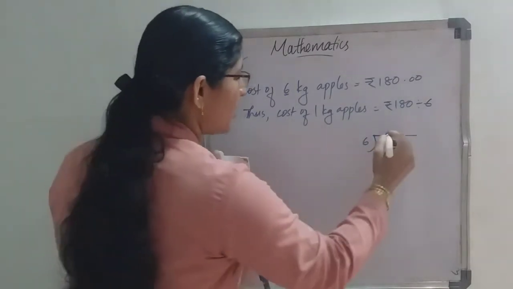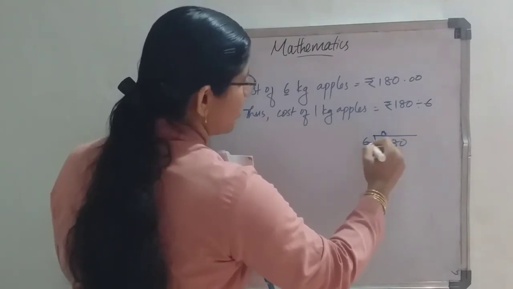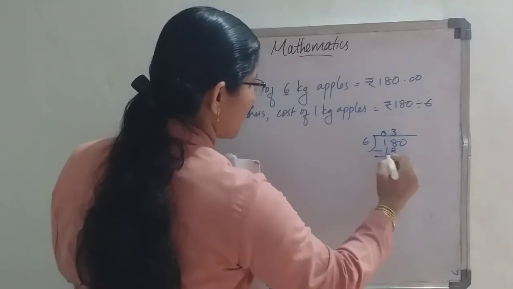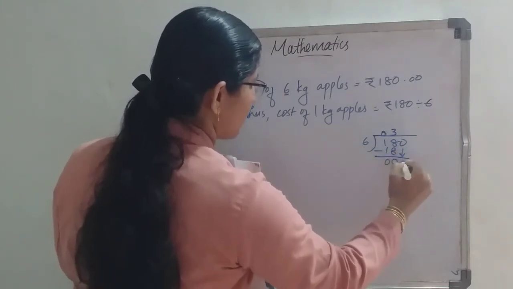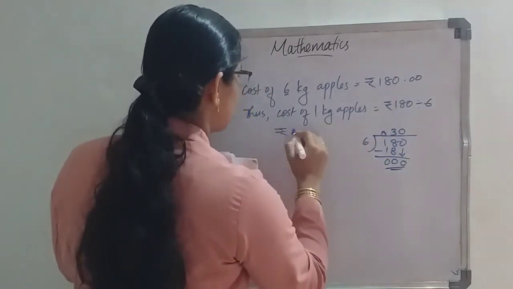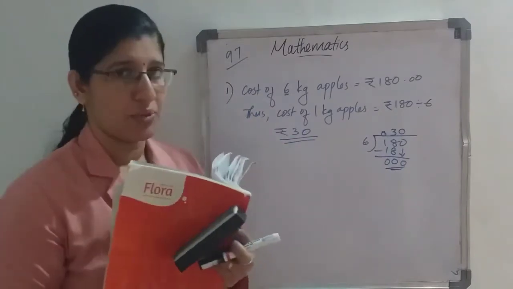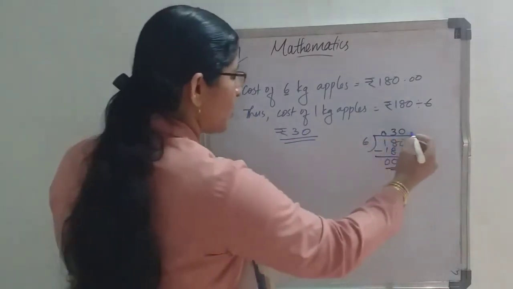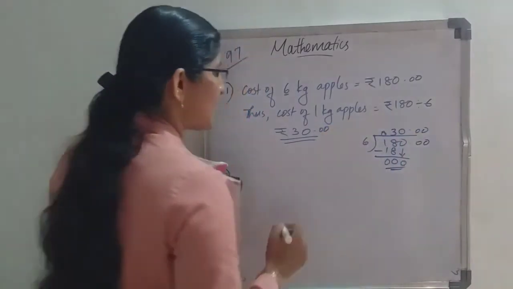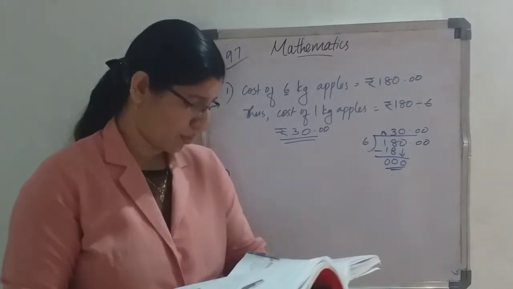1 is less than 6, so you take 18. 18 is there in the table: 6 3s are 18. So 18 minus 18 is 0. Next number 0. 0 is also less than 6, so here putting 0. So the answer is 30 rupees. The cost of 1 kilogram apple is 30 rupees. Why am I not putting the 0? Because whether there is no paise, you can also put 2 zeros in that place. If it is not there, it is also no problem.